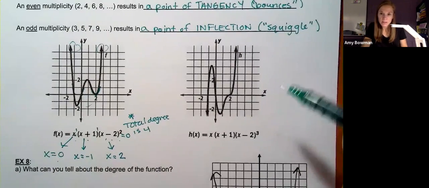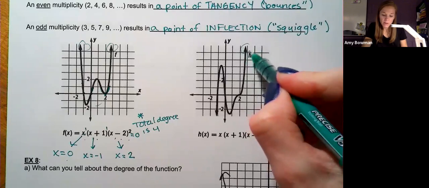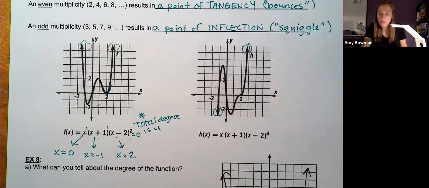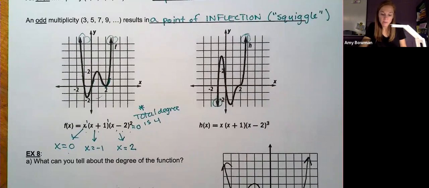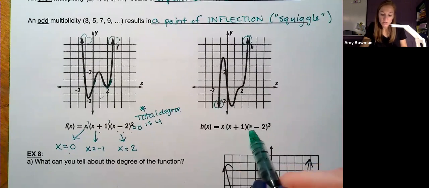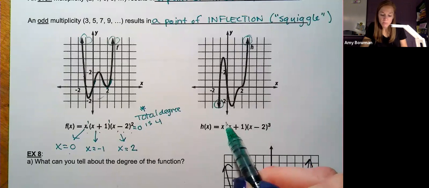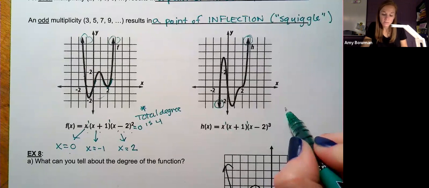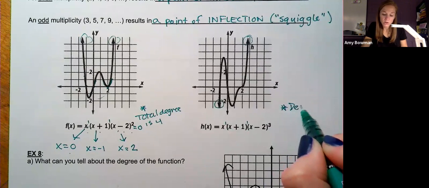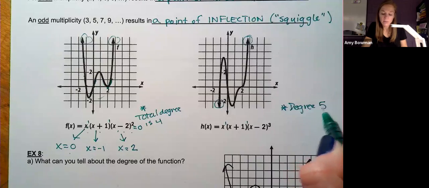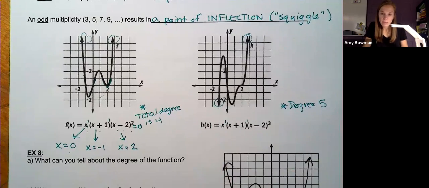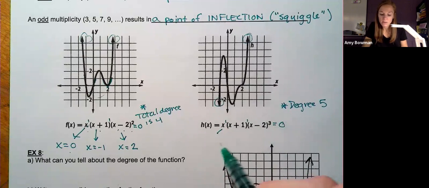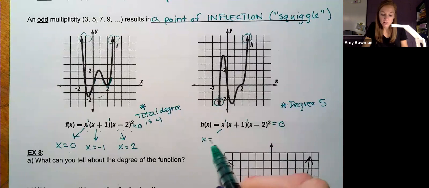So here's another one. Right off the bat, before I even get into the zeros, if we look at this, we know for sure it has to have an odd degree. And again, the total degree of a function is the total sum of the multiplicities. So I have multiplicity 1, multiplicity 1, multiplicity 3. So this function is a 5th degree, or degree 5. And then let's look at what's happening at each 0. If I want to find the zeros, you set each factor equal to 0.